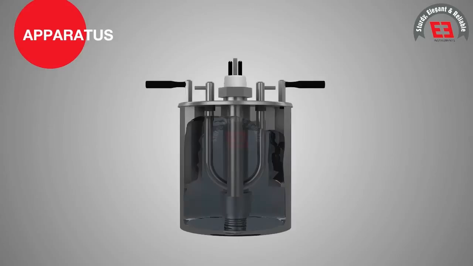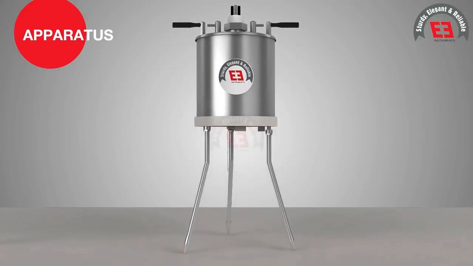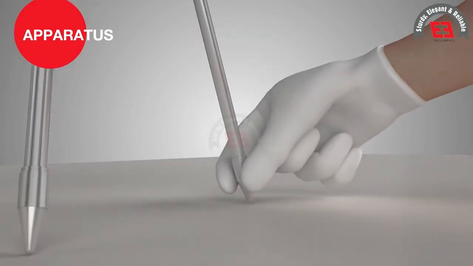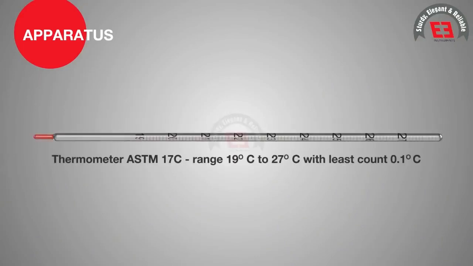The lid of the water bath is having heater and cooling coil to bring down the temperature of the bath media. The bath is placed on a tripod stand with leveling arrangements. A wide mouth receiver having mark of 60 ml at neck for collection of the sample.